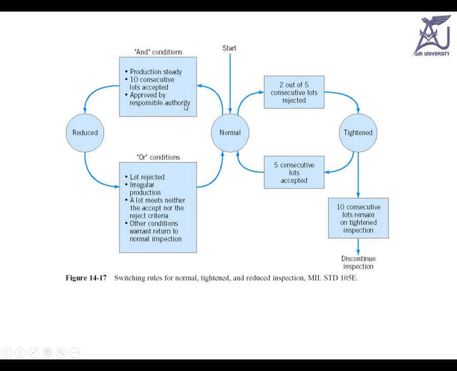If you want to go for the tightened one, first of all you have 5 consecutive lots being observed, and you find that 2 out of 5 consecutive lots are rejected by you as an inspection person, as an inspection engineer. So if you find 2 lots out of 5 consecutive lots defective, then you will straight away switch from normal inspection to tightened inspection, because normal inspection is different and tightened is different.